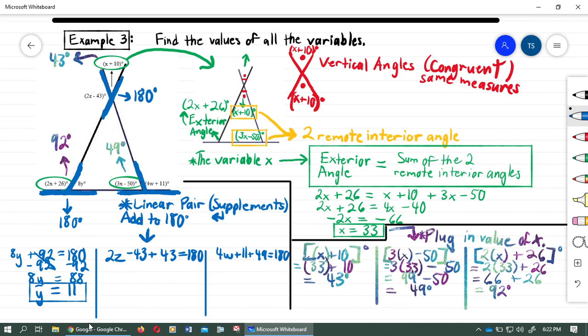Over here, if we combine those two constant terms on the left side, negative 43 and positive 43, technically those two cancel each other out, or they add to give you 0. Negative 43 and positive 43 are additive inverses that add to cancel out and give you 0. So on the left side, we've got 2z left over. And here, 2z is equal to 180. Divide by 2 on both sides, and z equals 90. Sorry, not degrees, but z equals 90.